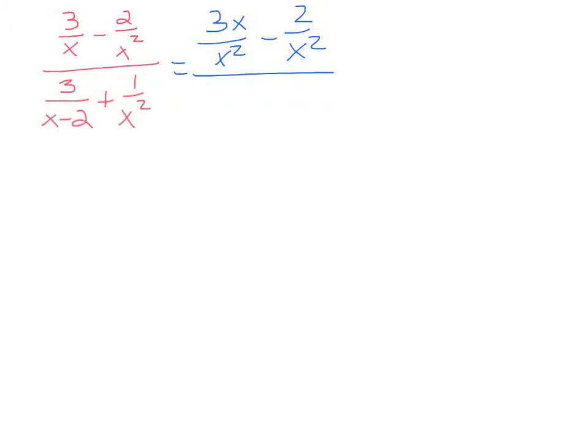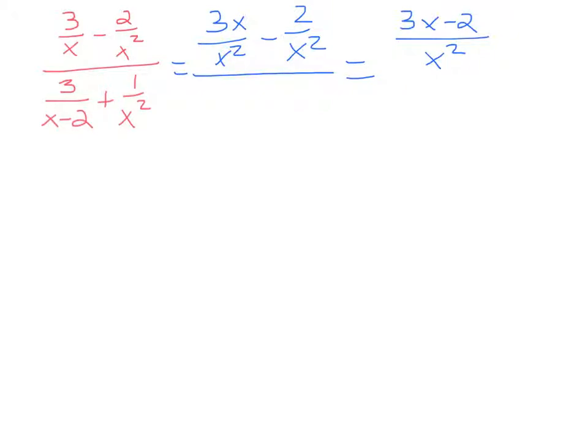And I'm going to just finish this part off since we're kind of treating them as 3 separate problems. That's going to give us 3x minus 2 over x squared. Now let's go down to the denominator here. And our common denominator in this case is going to be x squared times x minus 2.